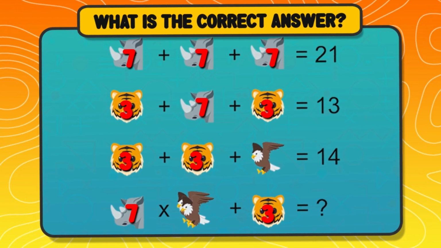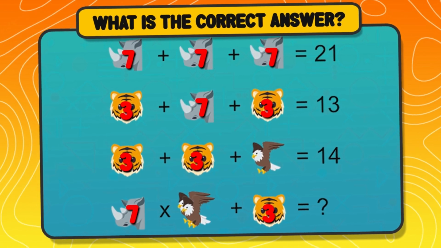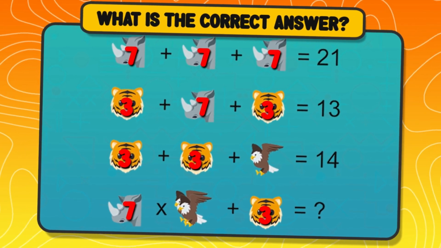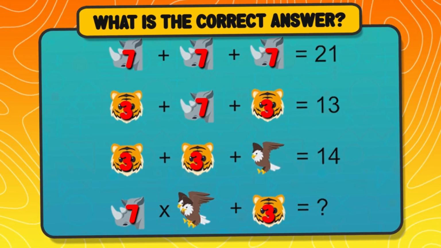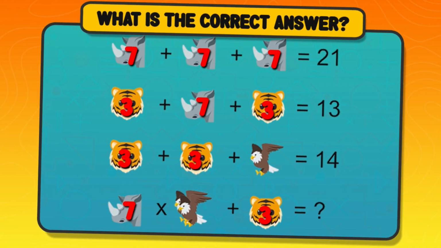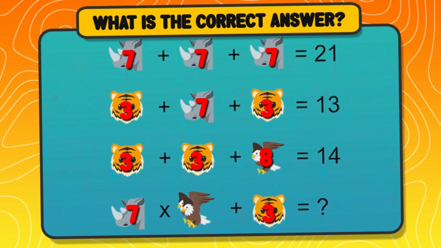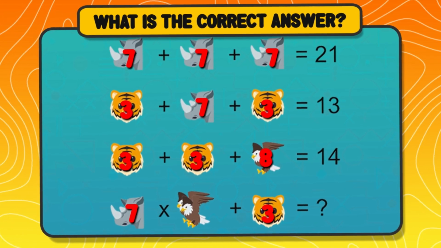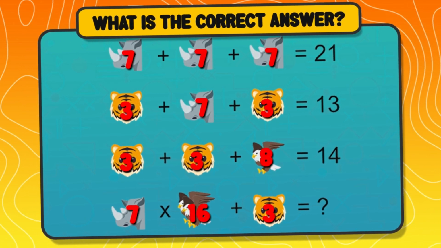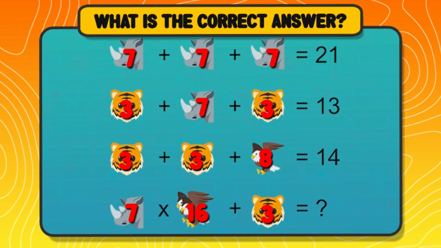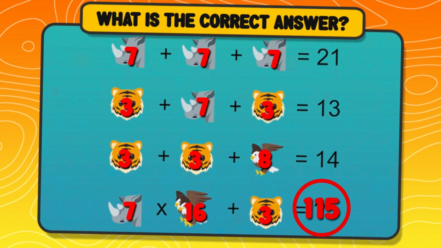In the third line, the answer is 14. We know that 2 tigers represent the digit 6. We subtract 6 from 14 and find that the eagle corresponds to the digit 8. In the last line, we multiply the digit 7 by 16, as there are 2 eagles instead of 1, and then add 3. In the end, we get the answer 115.